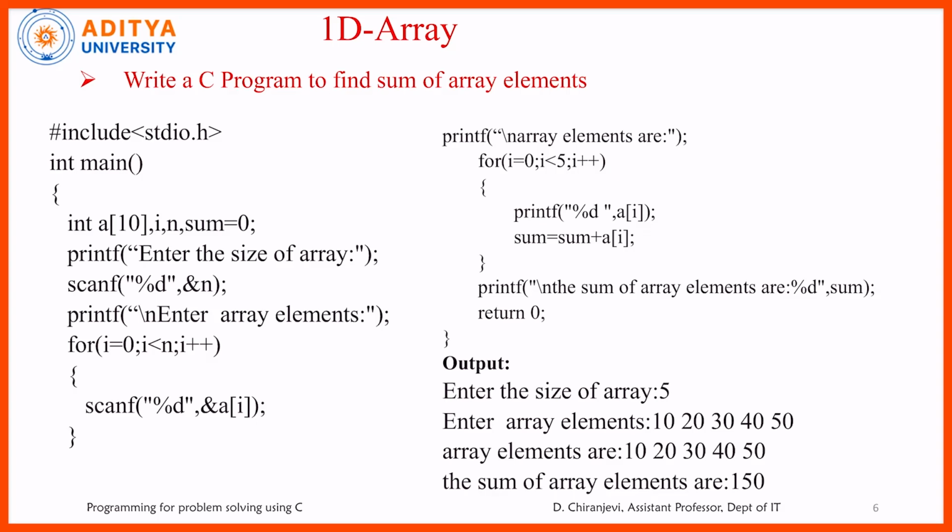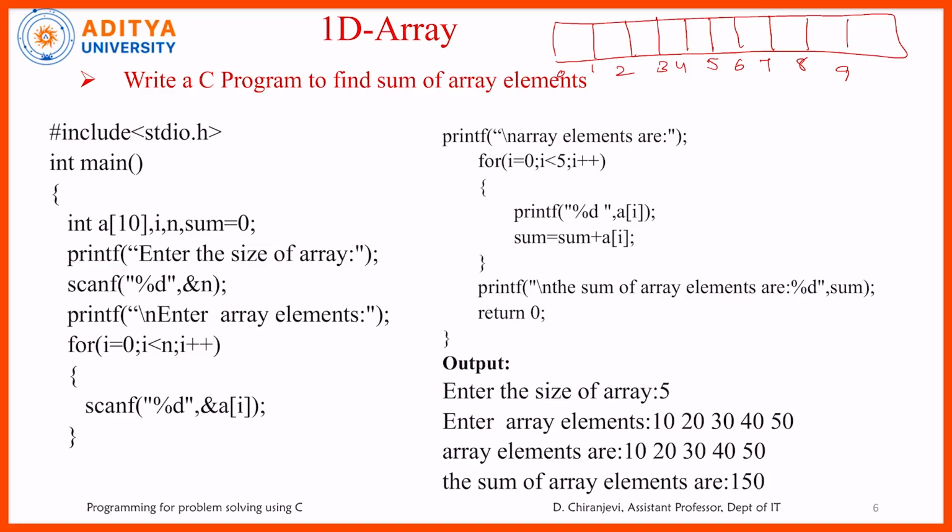The next program is: write a C program to find the sum of array elements. In this program we will find out the total sum of array elements we have read from the user. Here also we have declared an array of size 10. Whenever you declare an array of size 10, immediately it will allocate the memory like this, with indexes 0, 1, 2, 3, 4, 5, 6, 7, 8 and then 9.